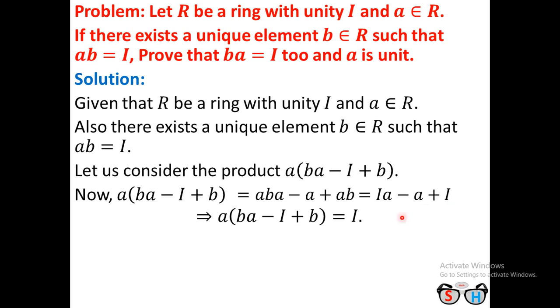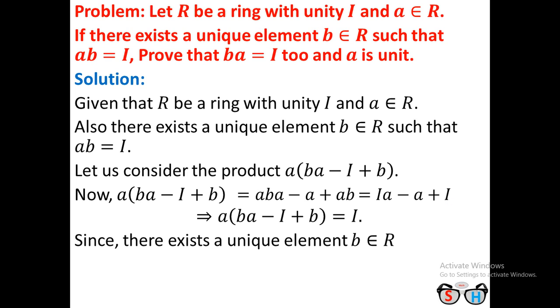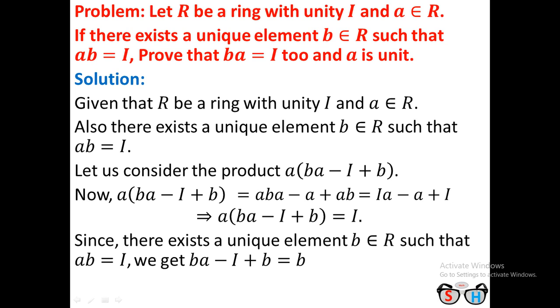But here given that there exists a unique element B in R such that A·B equal to I. But here A·something equal to I, therefore the something must be B. We get BA − I + B equal to B. Here this B will be cancelled. Therefore BA − I equal to 0. As a result BA equal to I. So BA equal to I is proved.